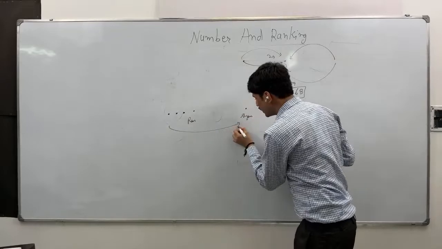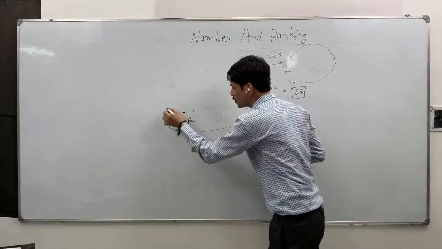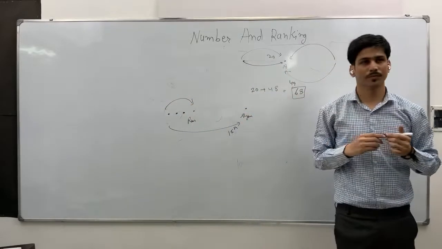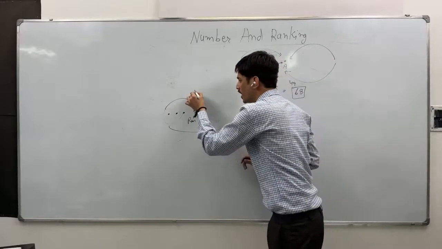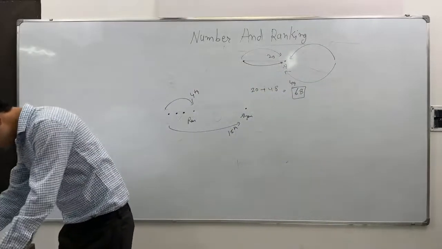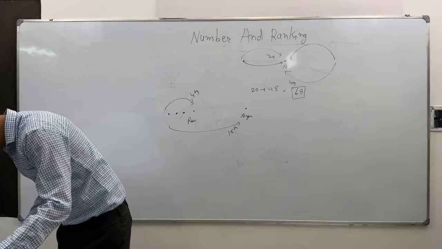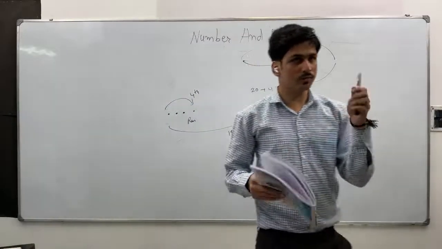So now tell me, he is 15th from the left. First of all, tell me what is the rank of Ram? Fourth, sir. Fourth. First of all, clear. Next they are telling Hers is 20th from the right hand.